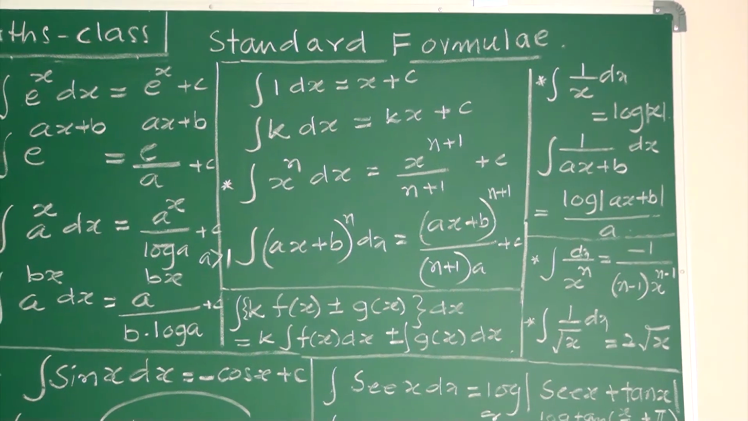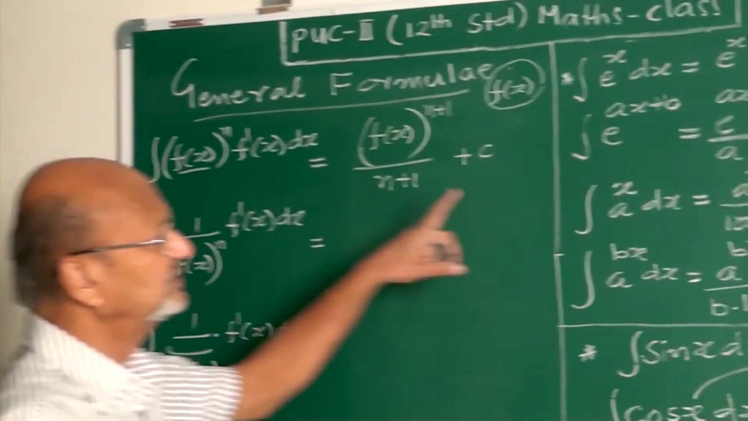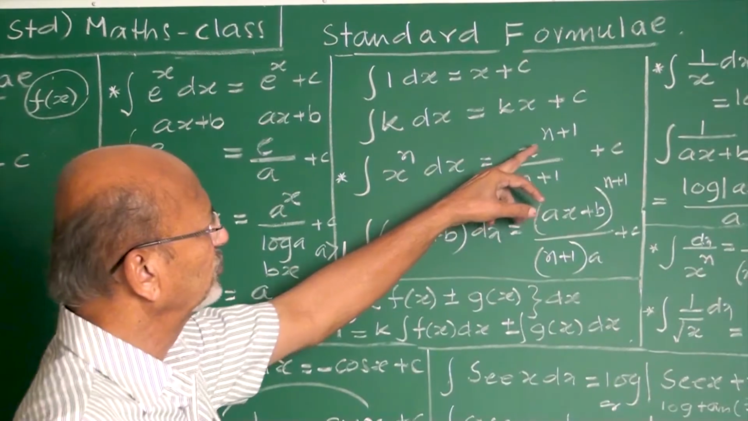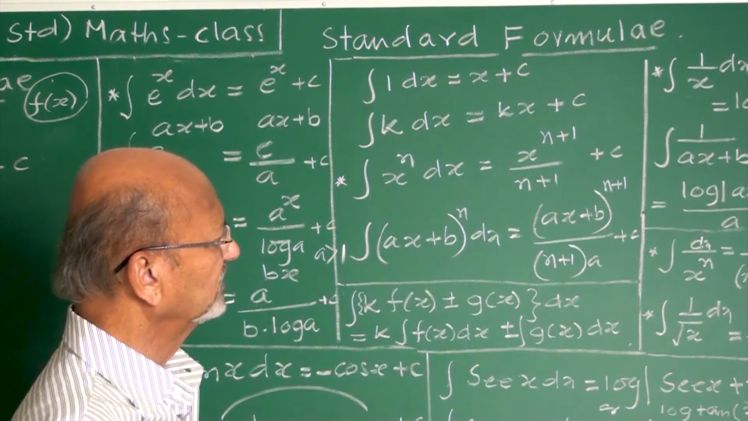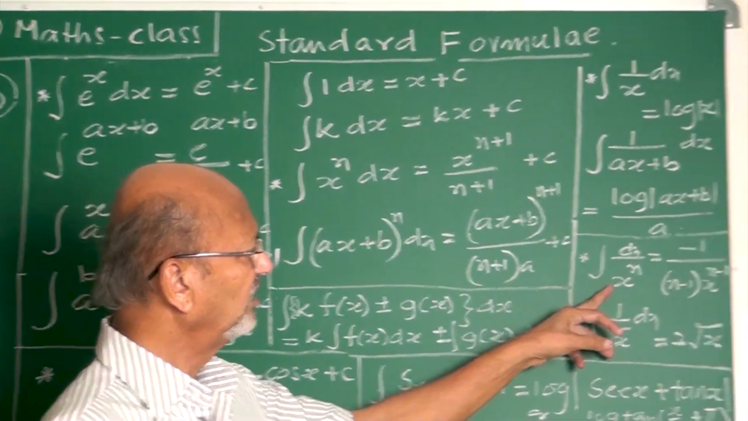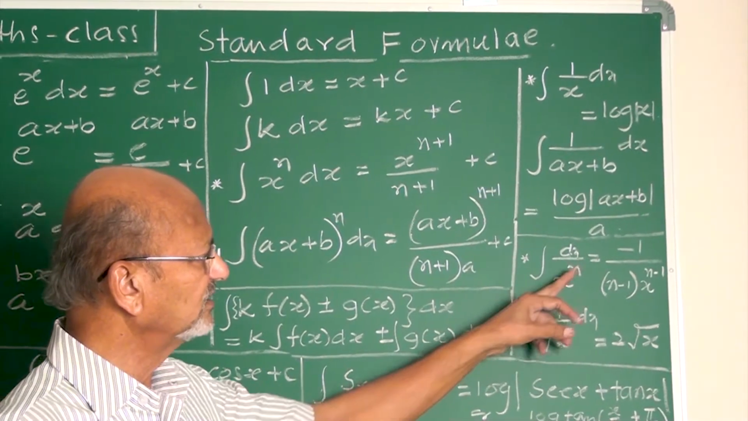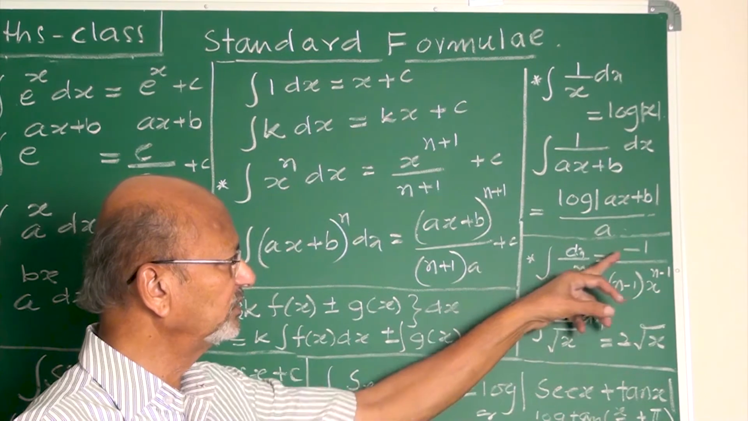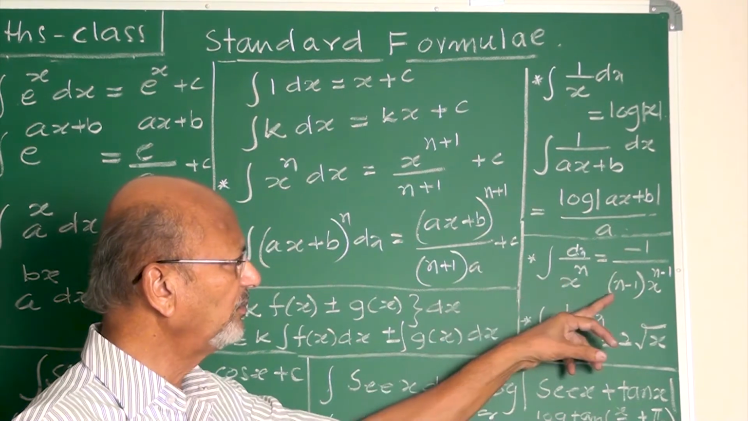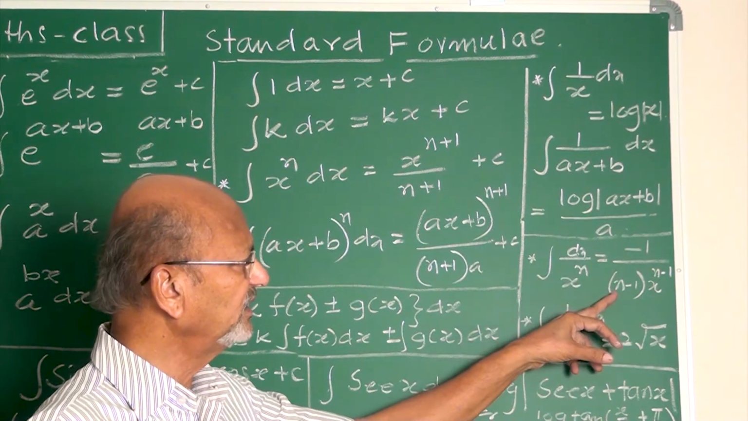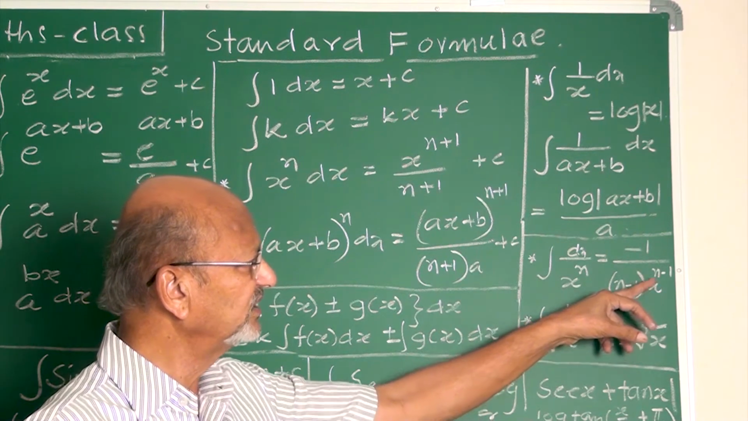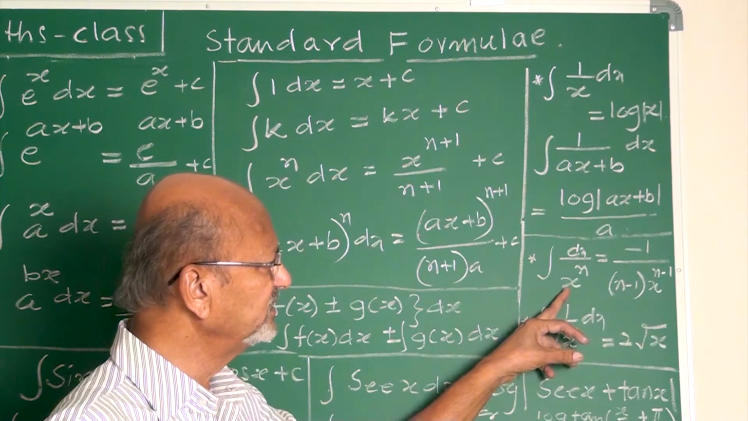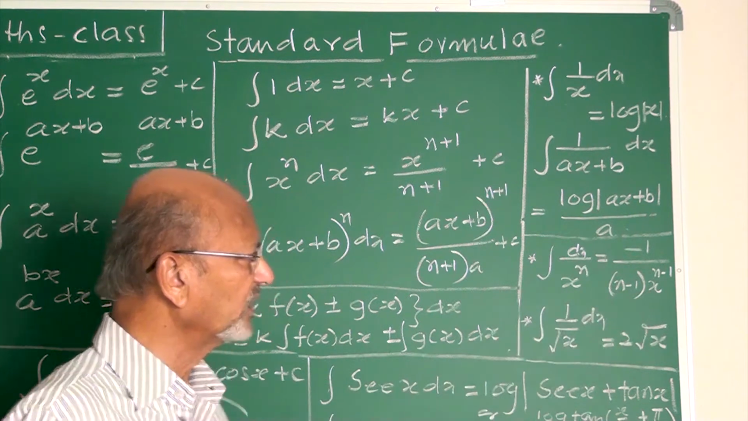See here. It is f(x) to the power n plus 1 upon n plus 1. Second, 1 upon x to the power n: sign change, plus becomes minus, 1 upon 1 power less, n minus 1, into whatever it is, x to the power n minus 1. If it is f(x) here, f(x) to the power n minus 1.